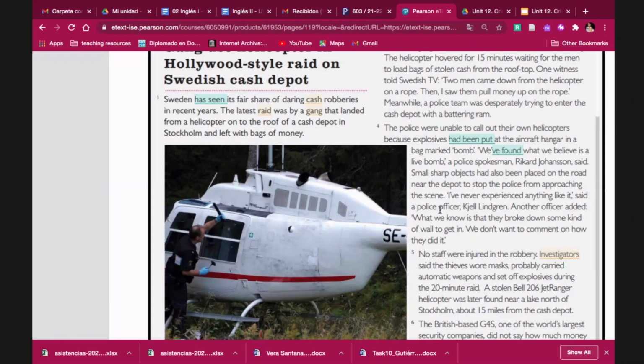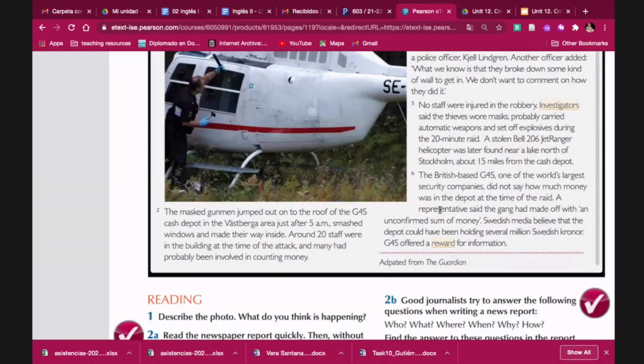Yes. In the paragraph 6, in the line 3, representatives said that the gang had made off with an unconfirmed sum of money. Exactly. Okay, so you see, here we have an example of reported speech and direct speech. Si está entre comillas, son sus exactas palabras. Eso es direct speech. Pero si dice a representative said, entonces eso es reported speech. ¿Ok?